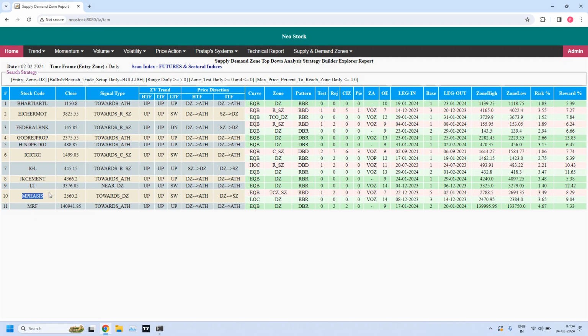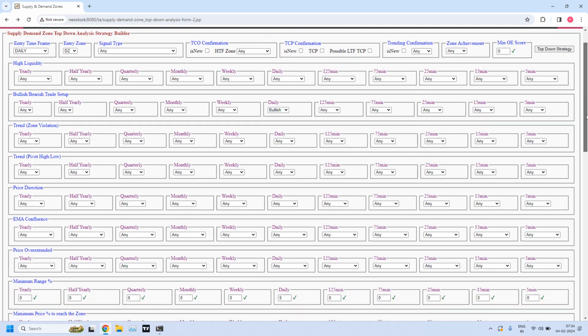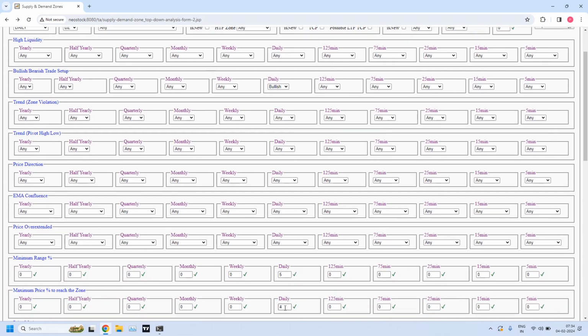Even Emphasis also, right? Emphasis is not there in the earlier report. That means earlier 8 stocks were listed. Okay, now 11 stocks are filtered. Or if you want to see within 5% level, I will stop with 5% maximum. I won't go beyond this. So increase to 5.